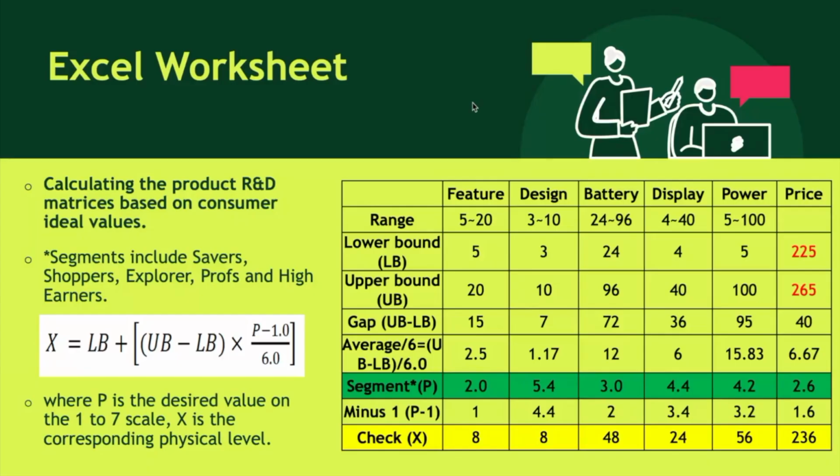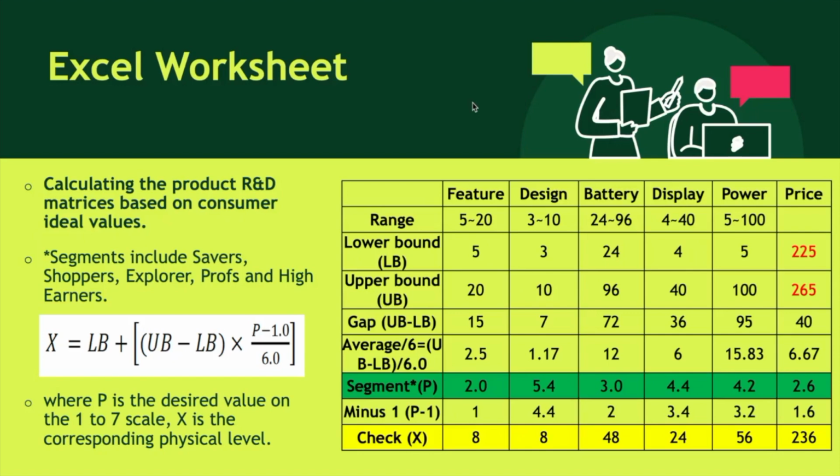So when we R&D a new product, we need to input the values of different characteristics. And we can see from the first line that those characteristics include features, design, battery, display, and power. The closer to the customer's ideal value of those features, the better the sales will be.